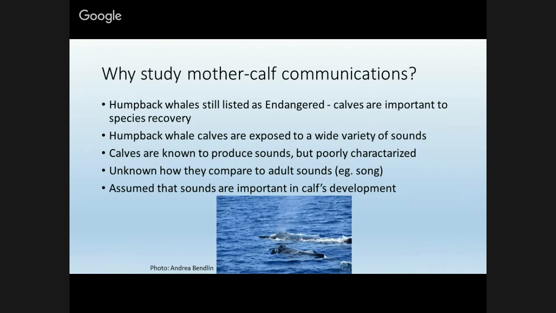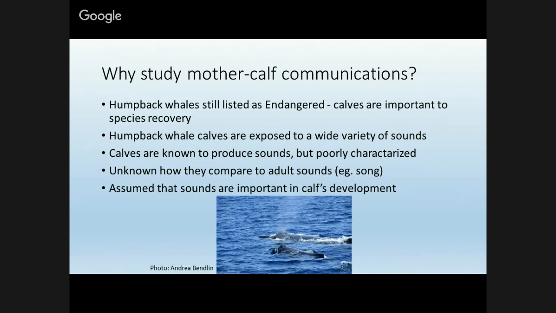And we have recorded the calves making sounds, so we know they produce sounds, but they're poorly characterized. We only have a few recordings, a general idea of what frequencies they might use, but no real idea of how loud they are or how often they make these sounds. And then because they're so poorly known, we haven't been able to really compare them to sounds made by adult whales. And we assume that the sounds produced by calves are important in their development because as adults, we know they use sounds a lot.